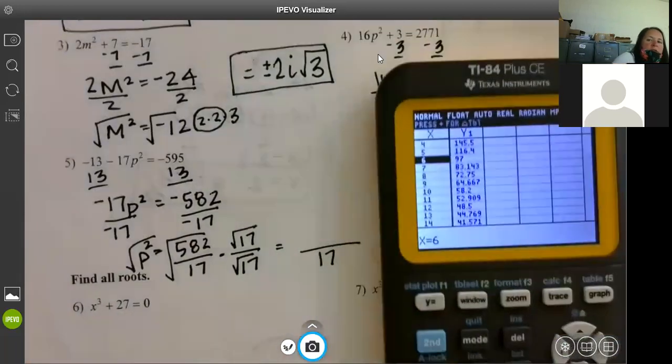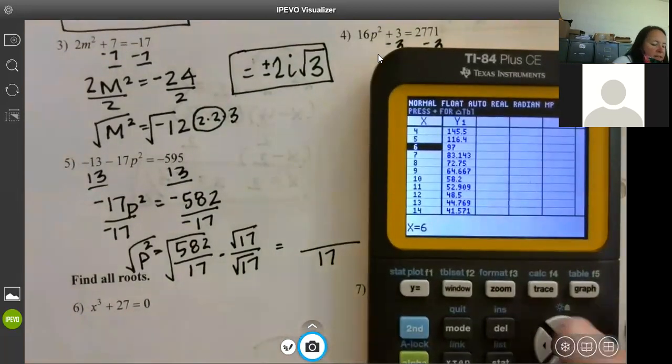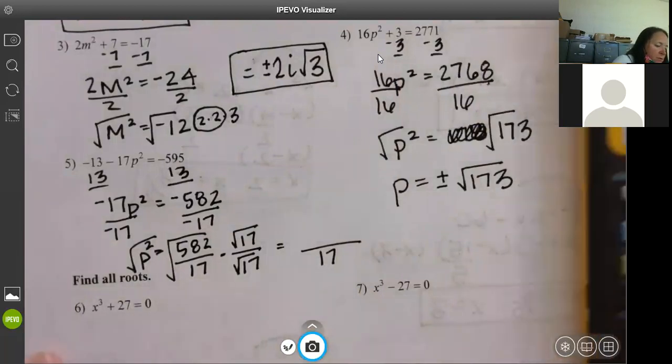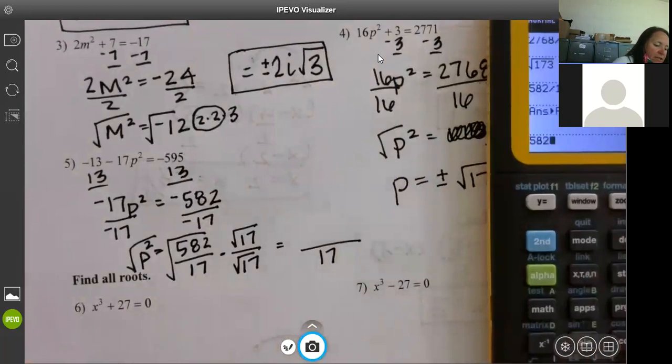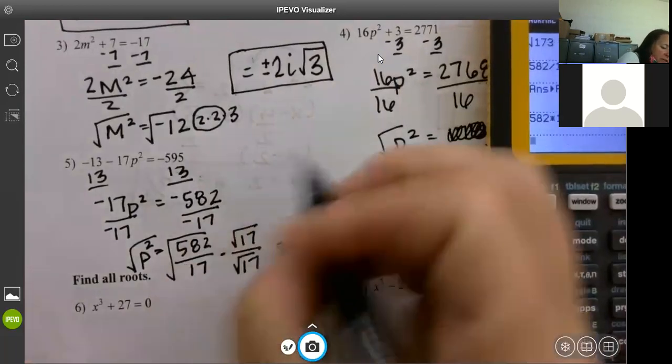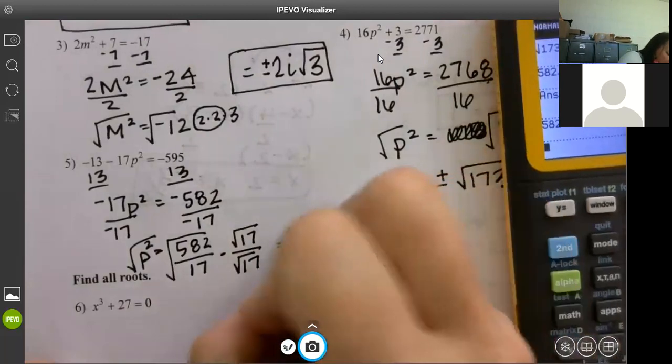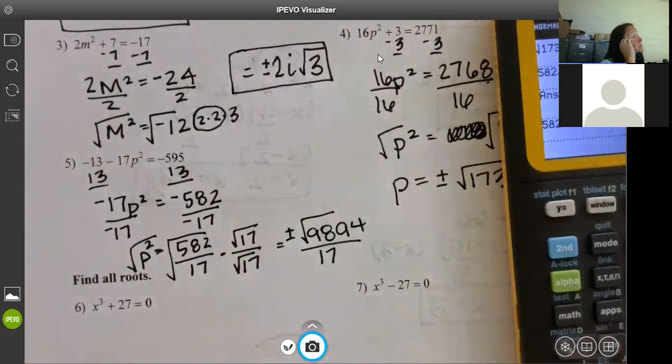My factors of 582, I have 6 and 97. I don't think those will break down. So if I'm not sure, I'm going to keep going. I don't see any more whole numbers other than 6 and 97 is prime. So it will not break down. 17 will not break down. There's no pairs. So what do we do? Multiply them together. So 582 times 17 is the square root of 9894. And remember, it's plus or minus.